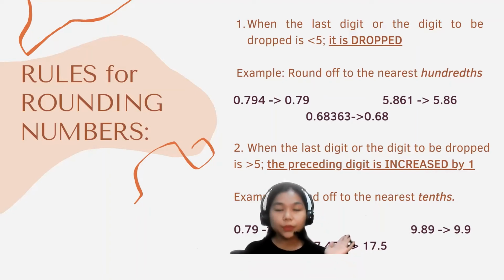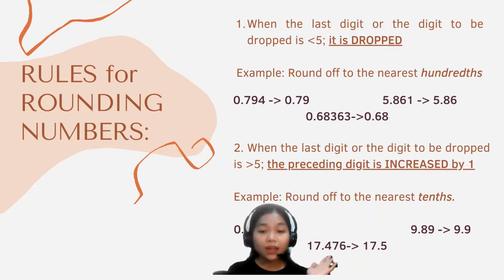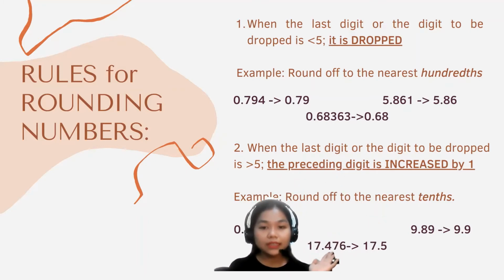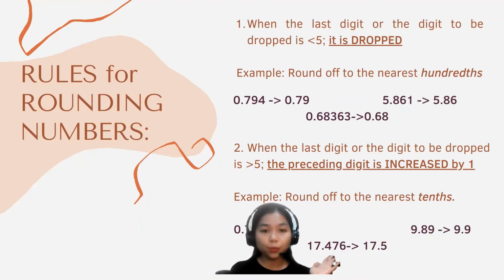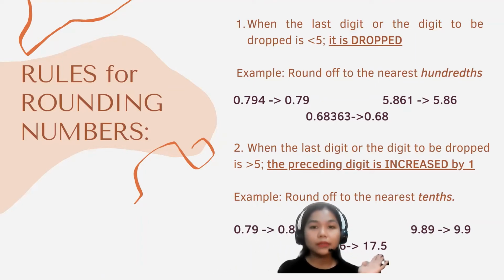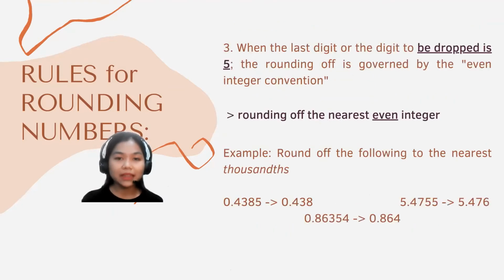70.476. So we are going to round this off to the nearest tenths again. So 4, or 0.4 rather, is the tenths place value. So after 4, we have 7. Again, 7 is greater than 5, so we are going to add 1. So it will become 70.5. So as easy as that. Again, this is just a recap of your basic or general knowledge in mathematics.